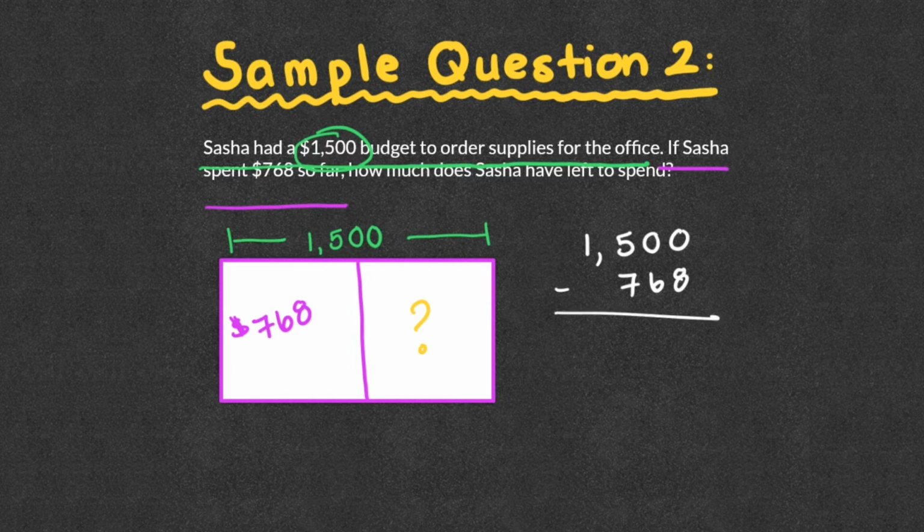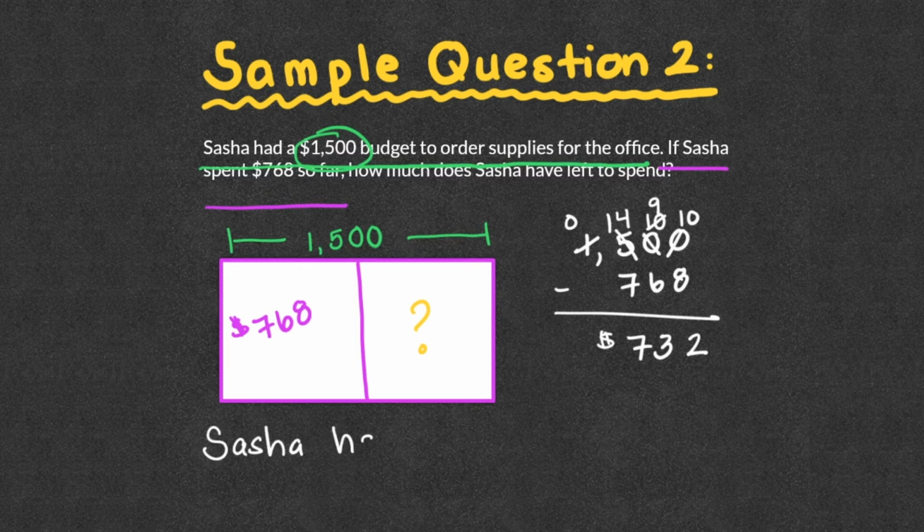0 minus 8, I can't do it. There's nothing to borrow, so I have to go to the 5, make that a 4. I can only pass it over once, so that's a 10. Now I can borrow from it, make it a 9. That 0 turns into a 10. 10 minus 8 is 2. 9 minus 6 is 3. 4 minus 7, I cannot do it. So 14 minus 7 is 7. So our answer is $732. So Sasha has $732 left to spend.